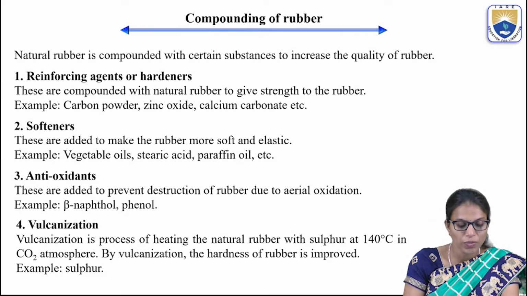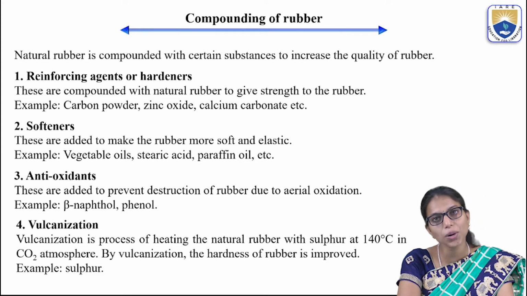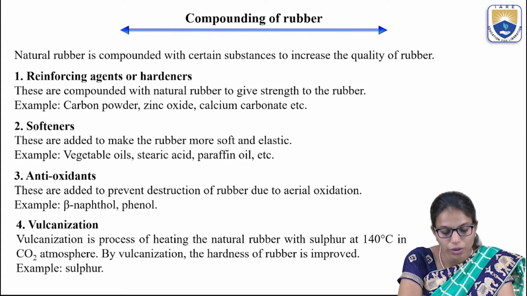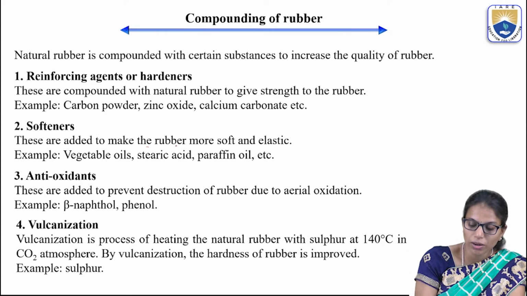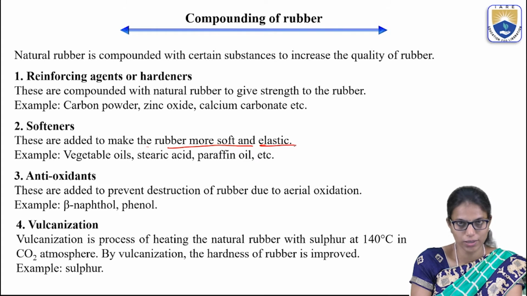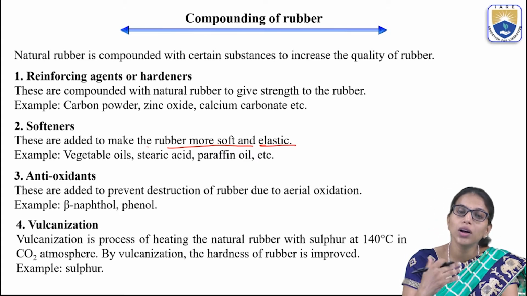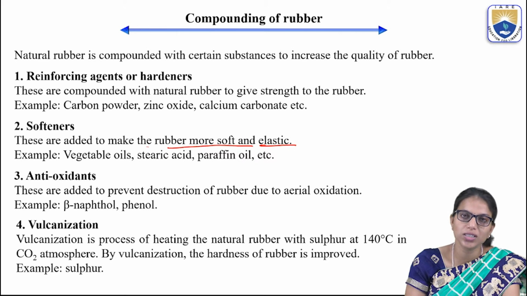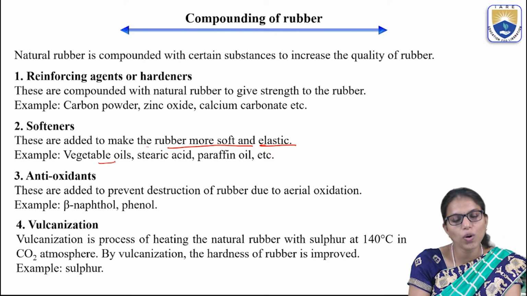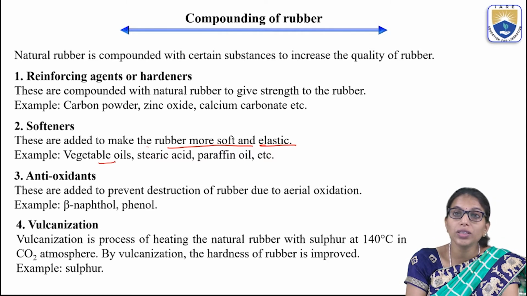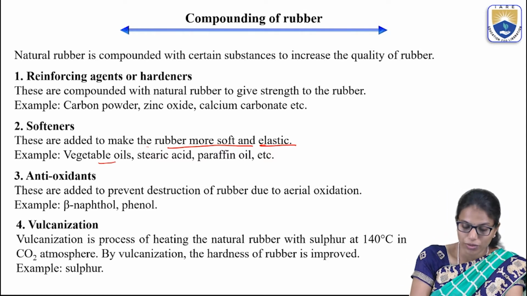Now coming to the next compounding agent, that is a softener. These are added to make the rubber softer and more elastic. As we know, rubber should have as much elasticity as possible, so that's why we add softeners. For example, vegetable oil, stearic acid, paraffin oil, etc.